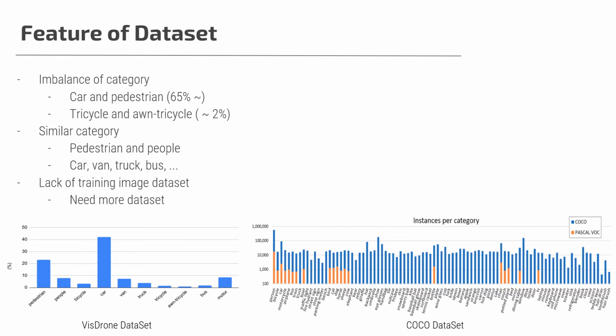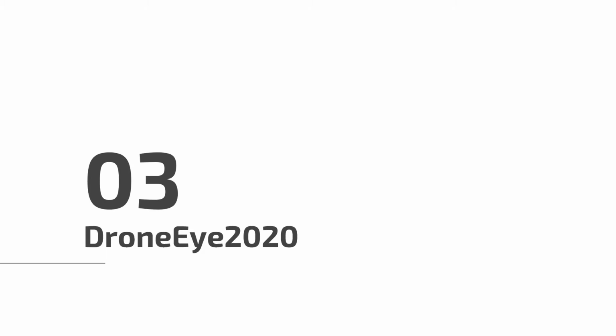Second, some categories are very similar. The feature of the pedestrian and people are similar. More precisely, the pedestrian is included in people. Like that, van, truck, and bus are included in the car category. Third, the training image dataset is insufficient to train a complex model. So, Drone 2020 models focus on how to detect small-scale objects, how to increase the dataset, and how to balance the object count.